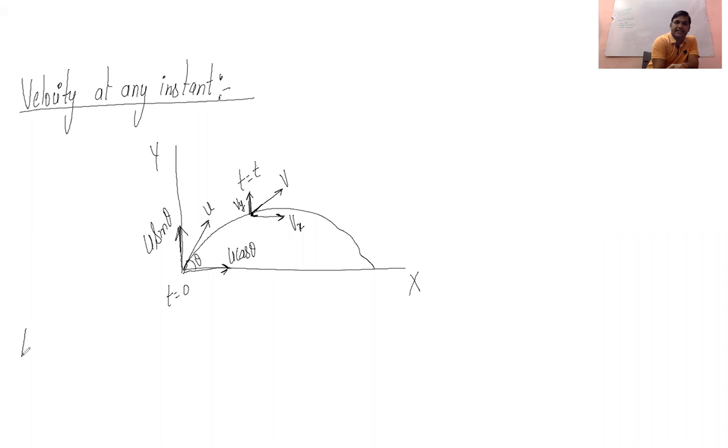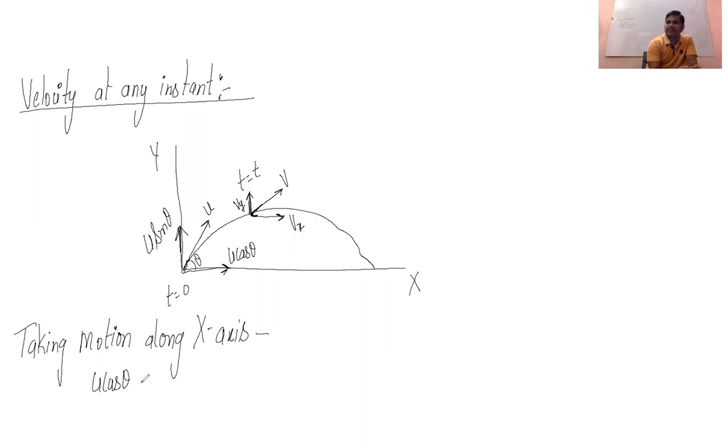So taking motion along x-axis, you can see that along x-axis, the u cos theta will be constant. U cos theta means the component of velocity will be constant. So at time t, the velocity along x-axis is going to be u cos theta.